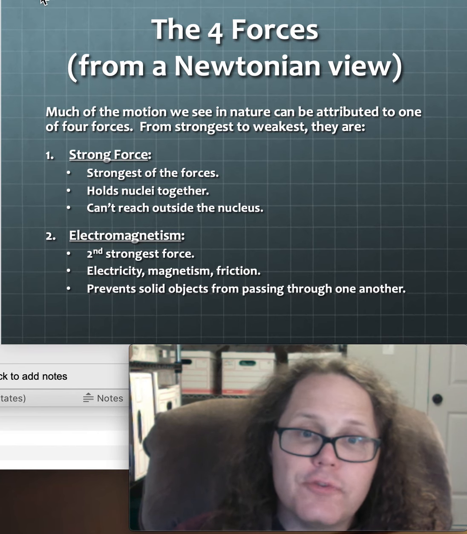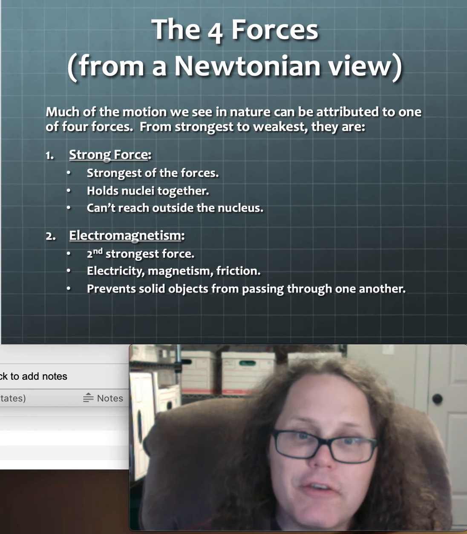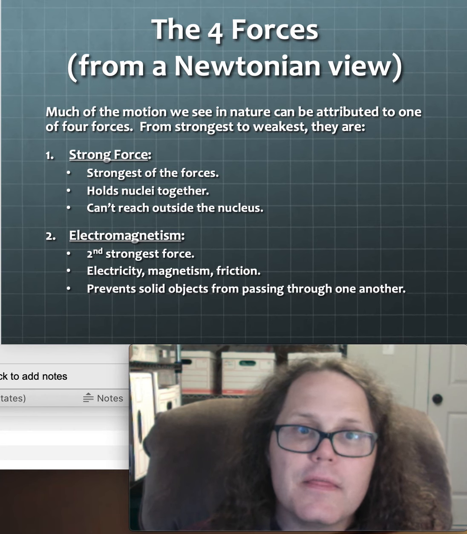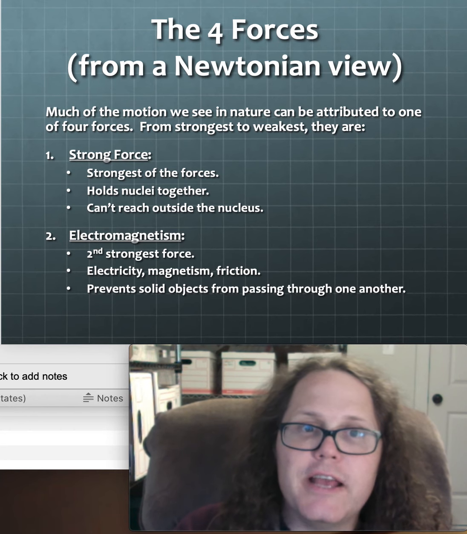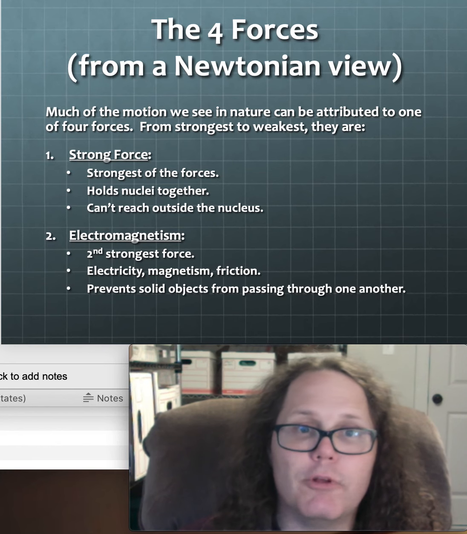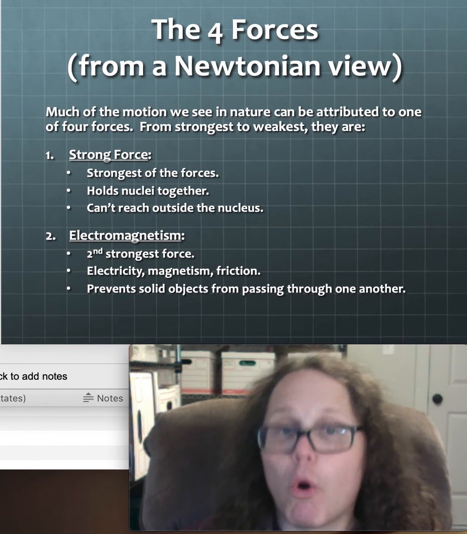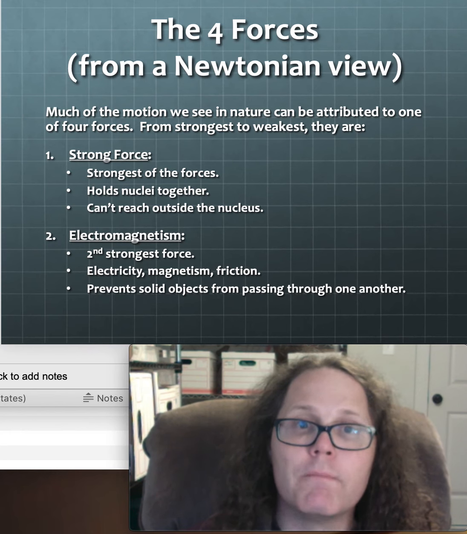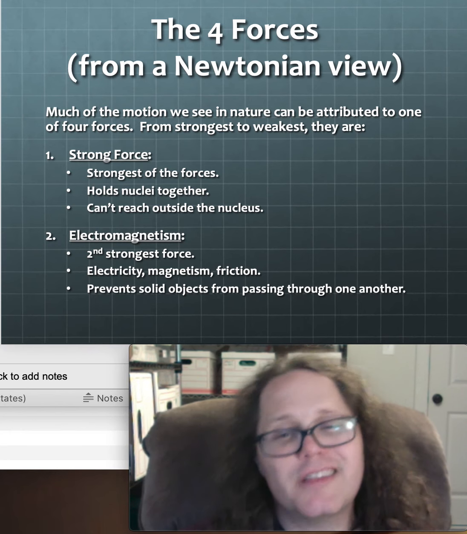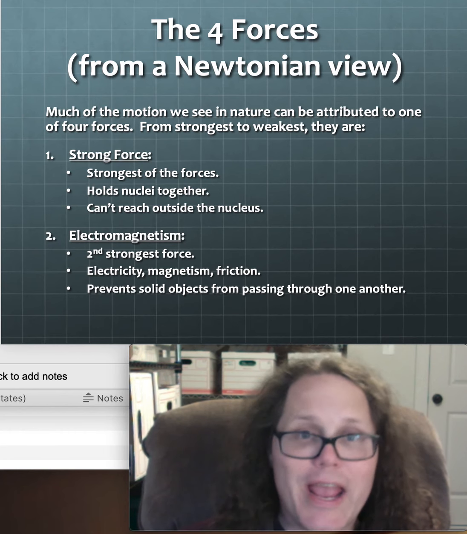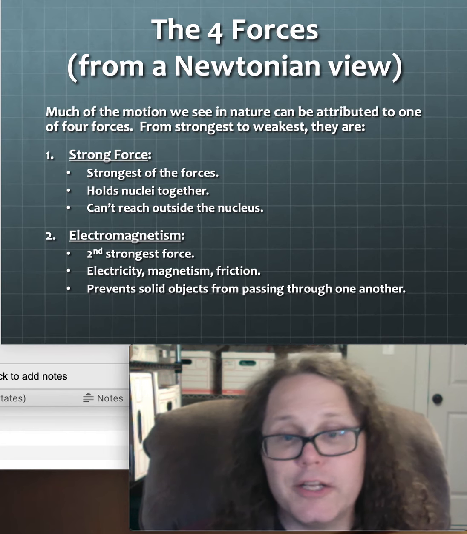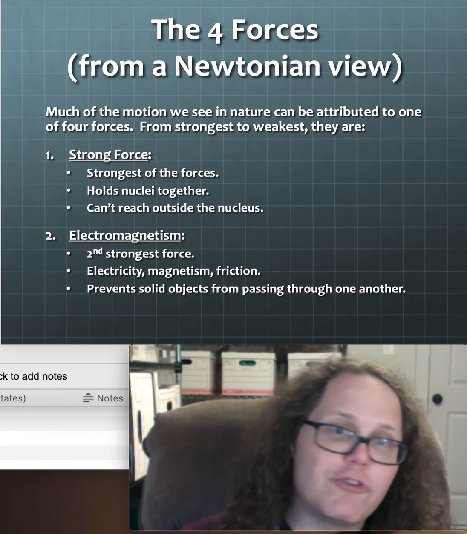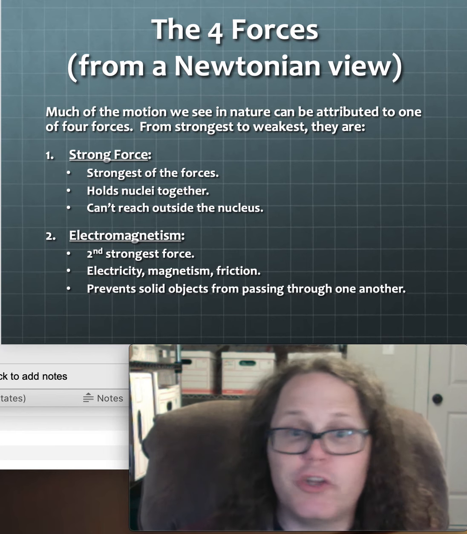The second strongest force is the electromagnetic force. This includes both electricity and magnetism, but is also responsible for friction and the normal force, that is, the force that prevents you from falling through the chair and the floor. The electromagnetic force theoretically has an infinite range. It could, under the right circumstances, attract or repel 2 charges on different planets.